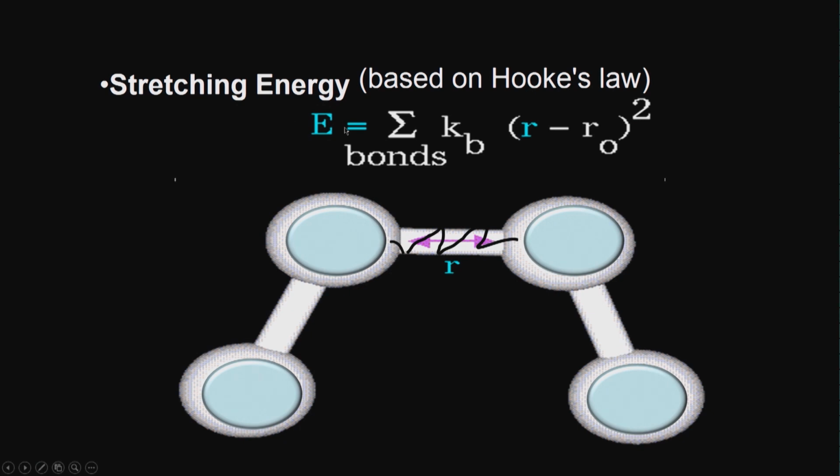So we have parameters Kb and r naught, and we need to know them. Depending upon the type of atom, this one and this one, the r naught will change, and Kb will change.